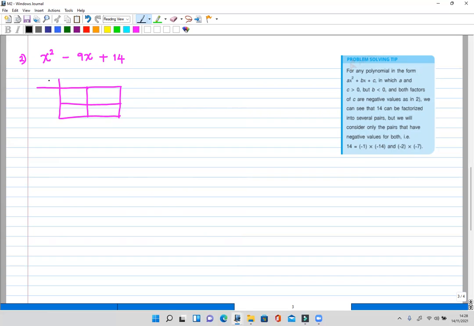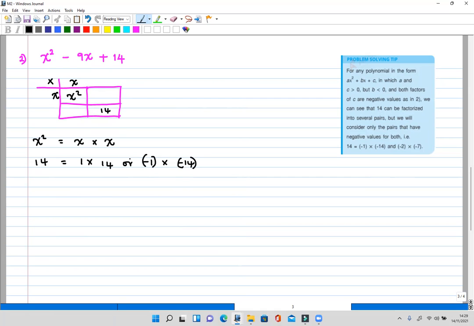Okay, so we have times, then we have x squared here, and here we have 14. And we know that x squared is the same as x times x. So we are going to have x here and x here. But then 14 is equal to 1 times 14 or negative 1 times negative 14.